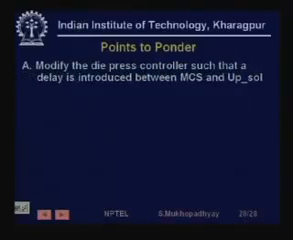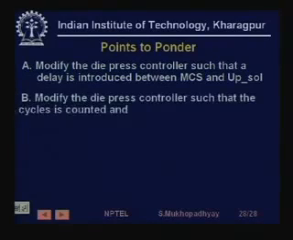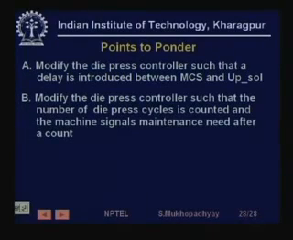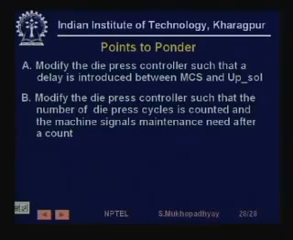So coming to the end, we have the usual points to ponder. For example, you could try to modify the die press controller such that a delay is introduced, that is, after the master control switch is put on and the up solenoid goes on, there is a delay. You can try to put that in by modifying it.